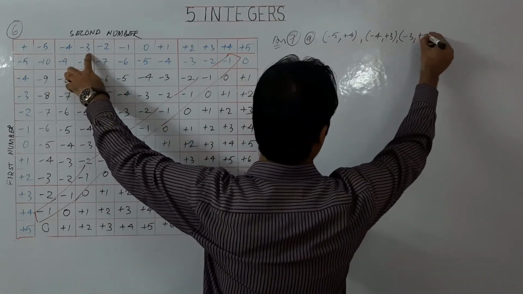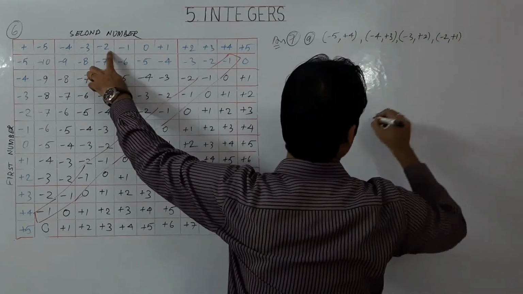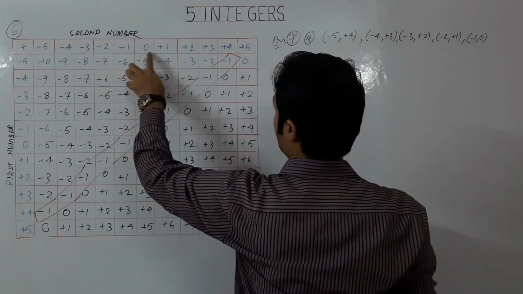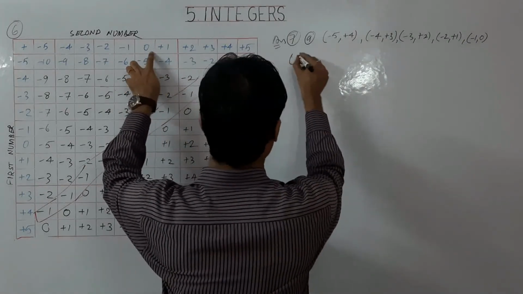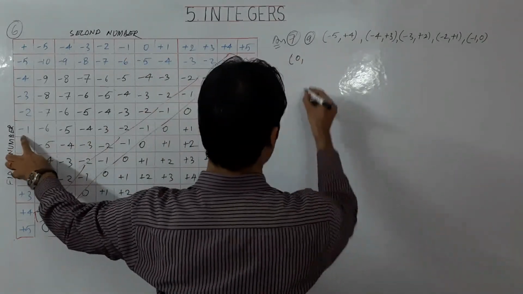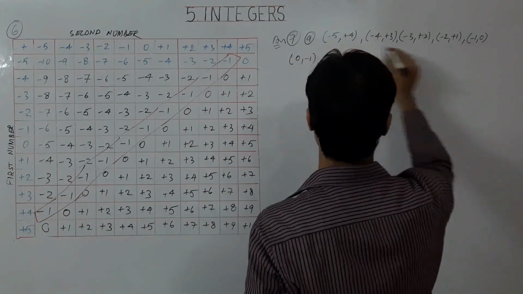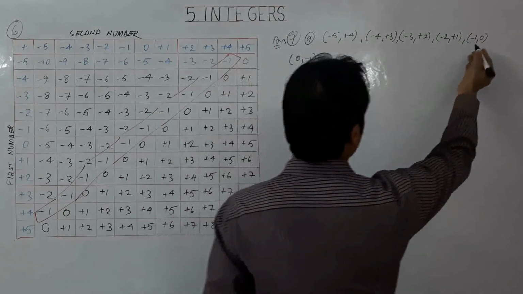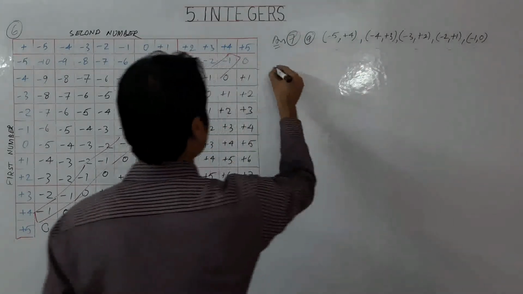Then -3 +2, then -2 +1, and -1 and 0. Then we have 0 and -1. So after this the combination is same, the arrangement or sequence is different. So writing 0 -1 or writing -1 0, both are same. So these are 5 combinations.